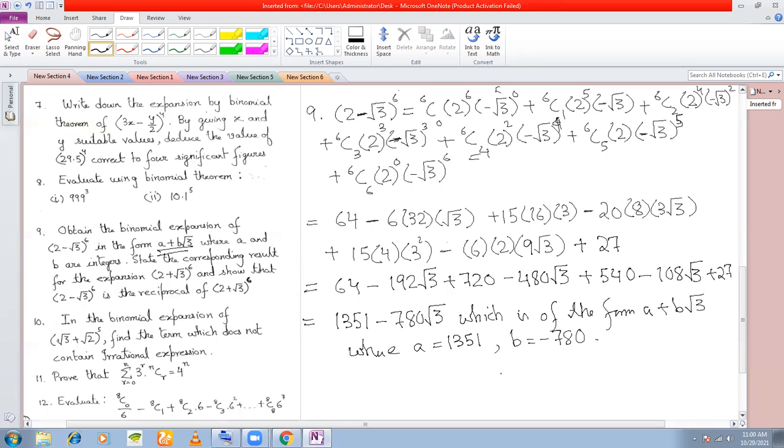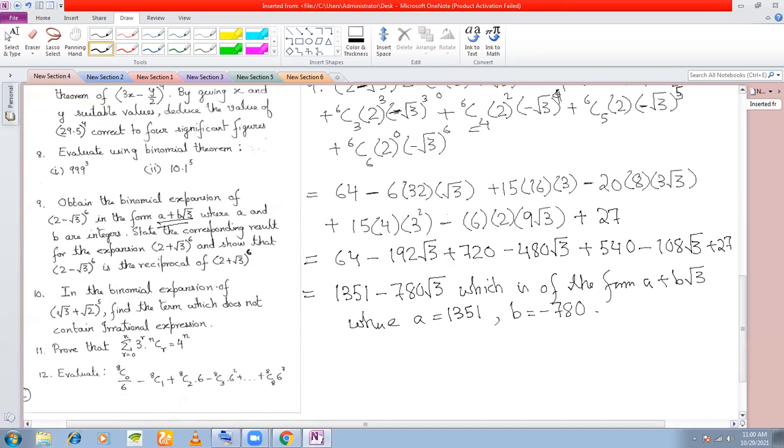Okay, now let's read the second part. State the corresponding result for the expansion of 2 plus root 3. So because 2 minus root 3 to the power of 6 is this, therefore we can write 2 plus root 3 to the power of 6 will be 1351, and instead of the minus sign we'll give a plus sign, plus 780 root 3. Okay, so that is the corresponding result. Fine. So this completes the second part.